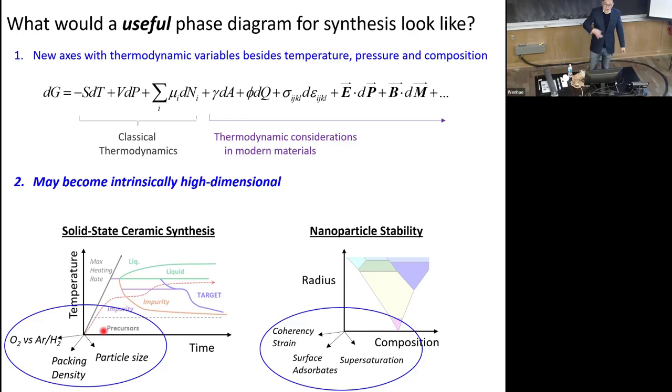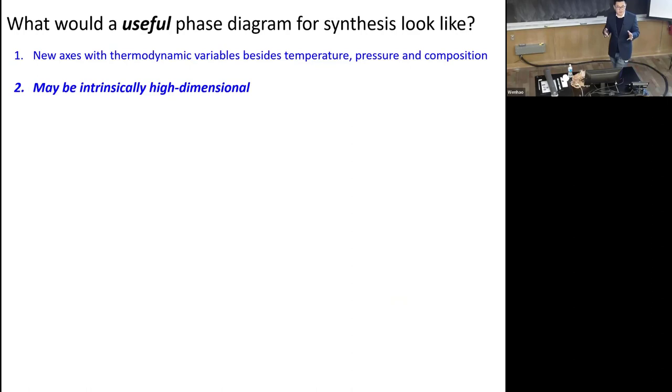And so if we think about the idea that a useful phase diagram might have axes beyond temperature, pressure, and composition, and maybe is intrinsically high dimensional, then we're setting ourselves up for this question: what does a high dimensional phase diagram look like?